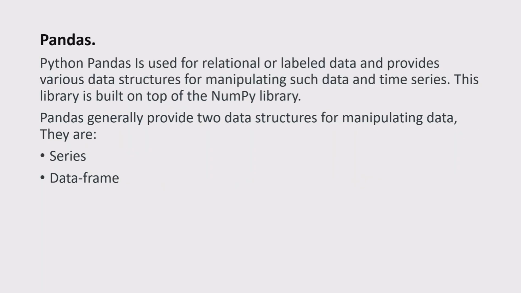Then we have Pandas. Pandas is definitely a library in Python. It's used for relational and labeled data, and it provides data structures for manipulating such data and time series. This library is built on top of the Numpy library. This is also another library that helps you easily manipulate your data. We're going to be using each of these I'm mentioning in the practical section. So Pandas generally provides two data structures for manipulating data. They are series and data frames.